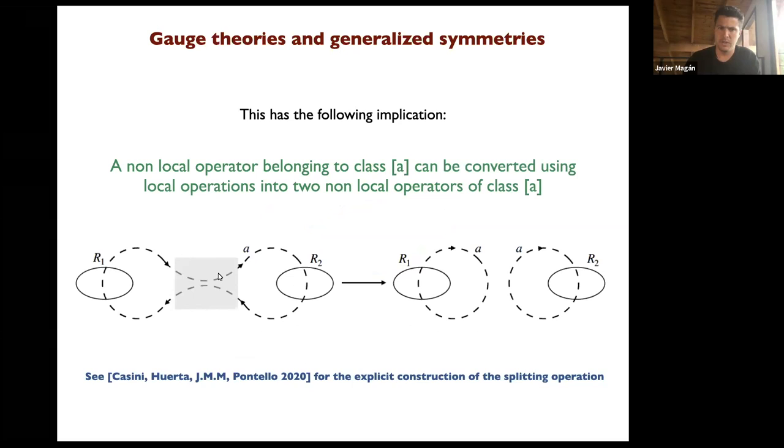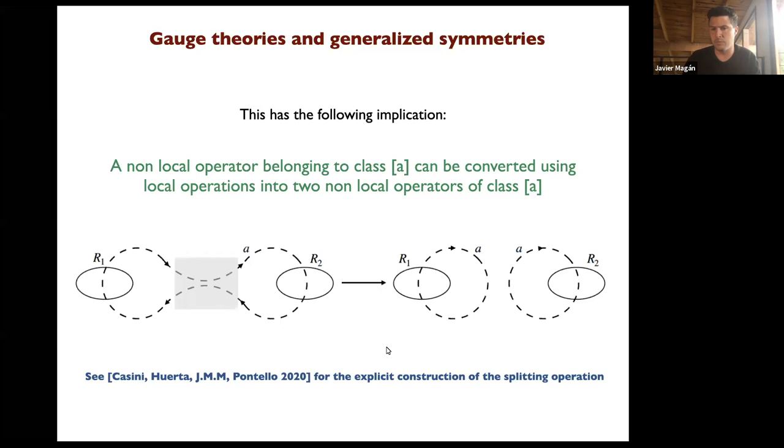For generic gauge theories in generic dimensions, we have proven this in the article by explicit construction of this local splitting operation. But for the present talk, there is a more direct argument, and it works as follows. It just notices that there is no way to distinguish this scenario from this other scenario by doing dual measurements of dual non-local operators in these rings. So since those dual rings cannot distinguish these two scenarios, they have to be the same from the point of view of the non-local classes we defined before.